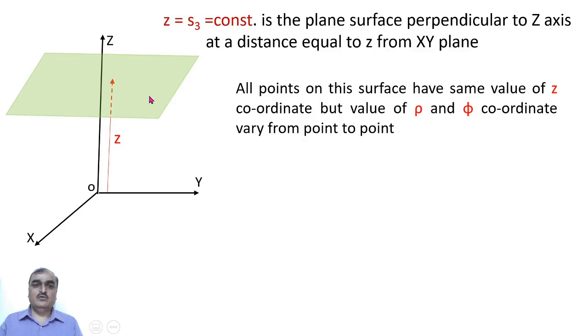But the values of rho and phi vary from point to point. As we go away from the z-axis, the value of rho increases. Then the foot perpendicular is in different quadrants for points at different positions. Therefore, phi also varies. When phi changes, rho changes, but z is constant on this plane. Therefore, this surface is the z constant surface. All points on this surface have the same z coordinate, but rho and phi vary from point to point. This way, there are three surfaces. On the rho surface, rho is constant. On the phi surface, the phi coordinate is constant. And on the z surface, the z coordinate is constant.